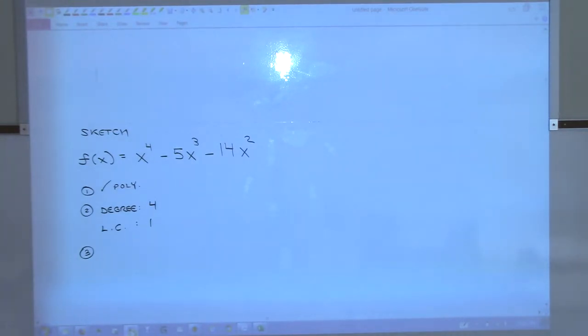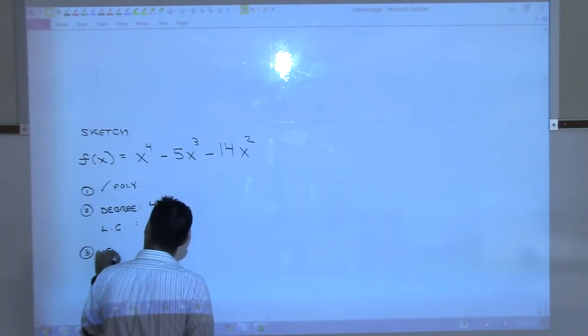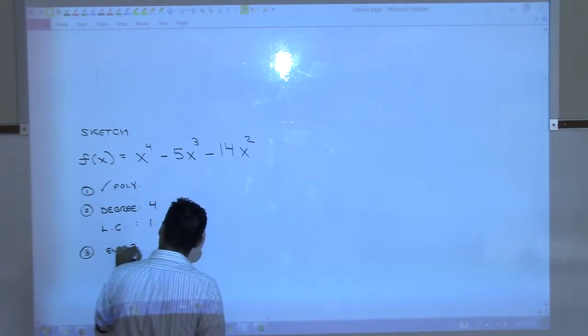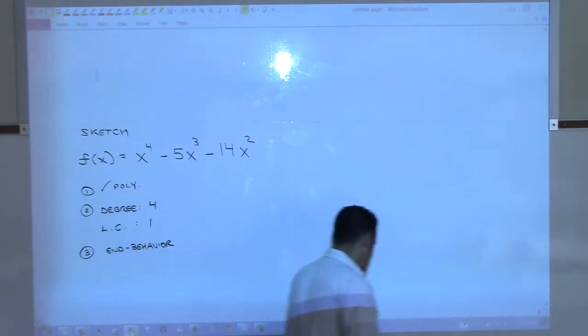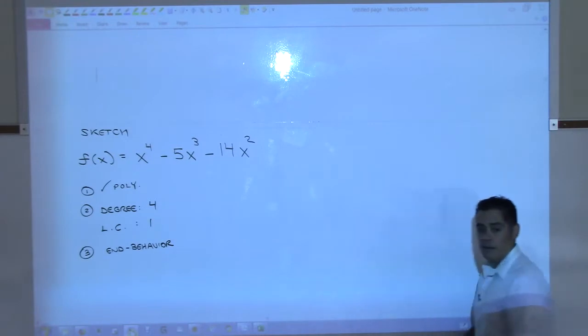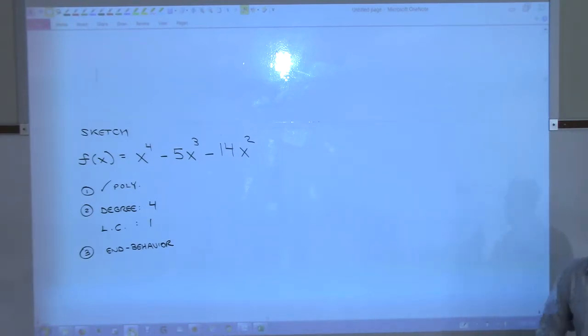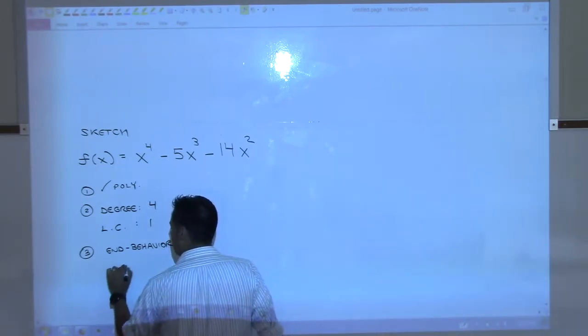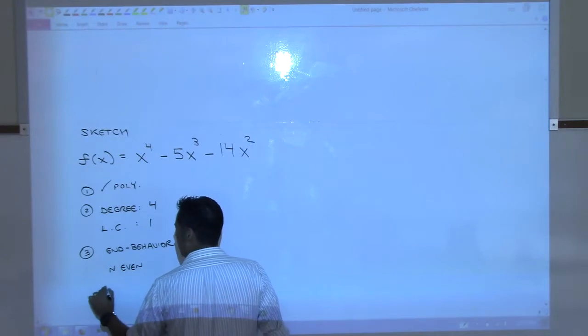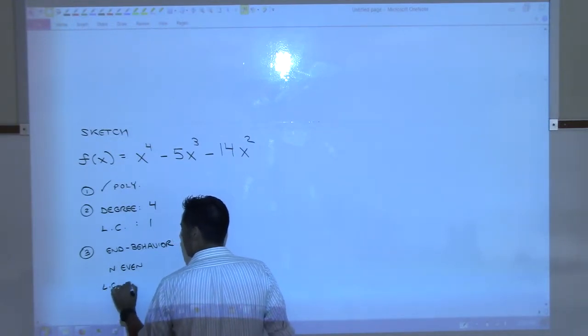The end behavior, right? End behavior. Did you write down the chart or no? No? I'll just move on. It's all right. You did? Okay. So can you tell from that chart what we have going on here? We have that n is even, right? And we have that the leading coefficient is odd.